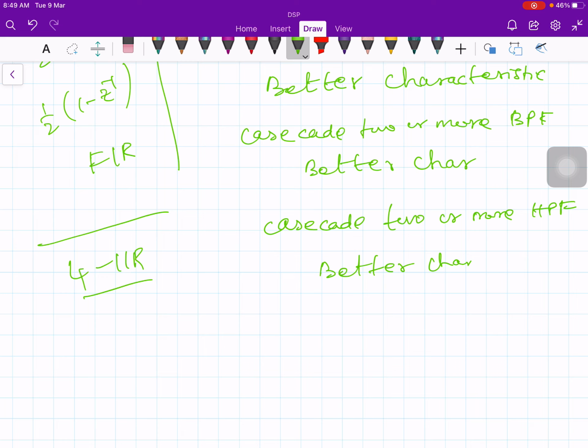But do not make a mistake in the cascade of band stop filters. Never ever cascade band stop filters, only cascade band pass filters, low pass filters, high pass filters. Then you adjust your parameter alpha to be able to get the required bandwidth. Okay, so that's it about band pass filters and band stop filters.